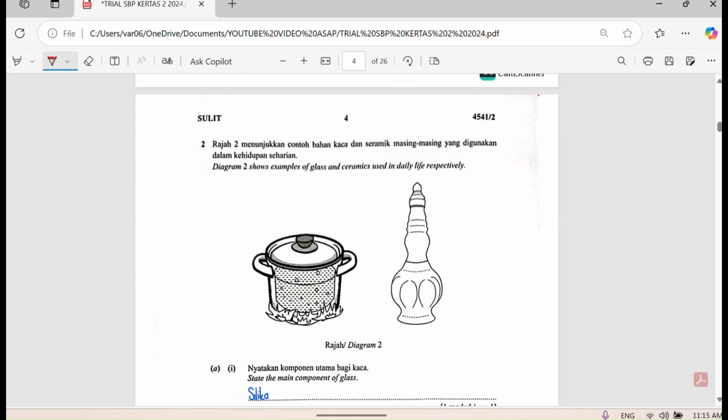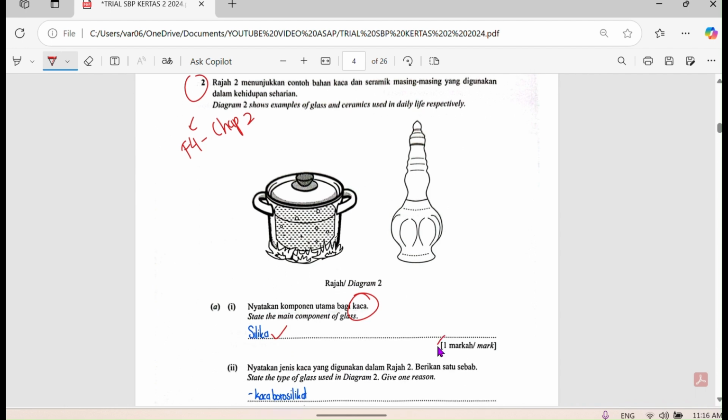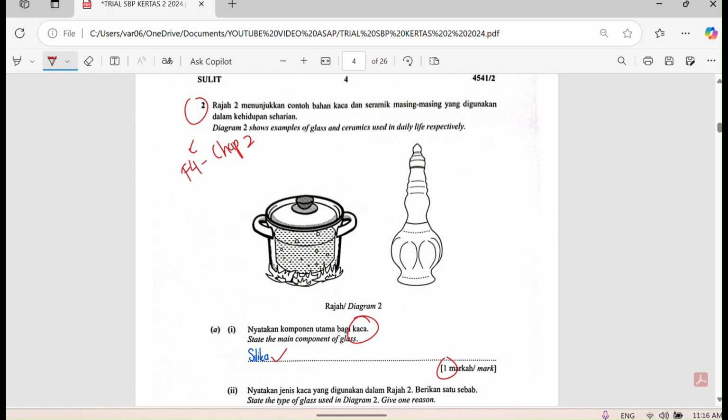Question number 2. Okay. Question number 2 is Form 4 as well. Form 4, Chapter 2. Rajah 2 menunjukkan contoh bahan kaca dan seramik masing-masing yang digunakan dalam kehidupan seharian. Nyatakan komponen utama bagi kaca. Simple. To make up kaca, your bahan asas for kaca is silica. Okay? So, yes, silica, 1 mark.